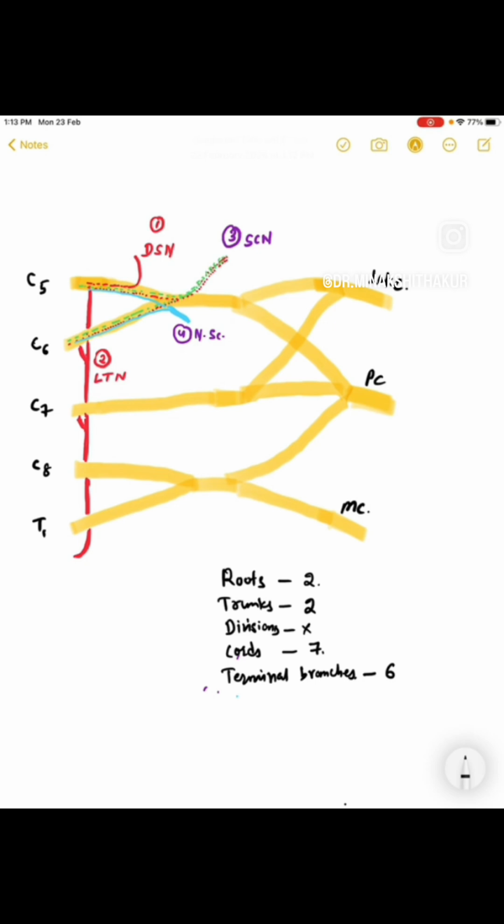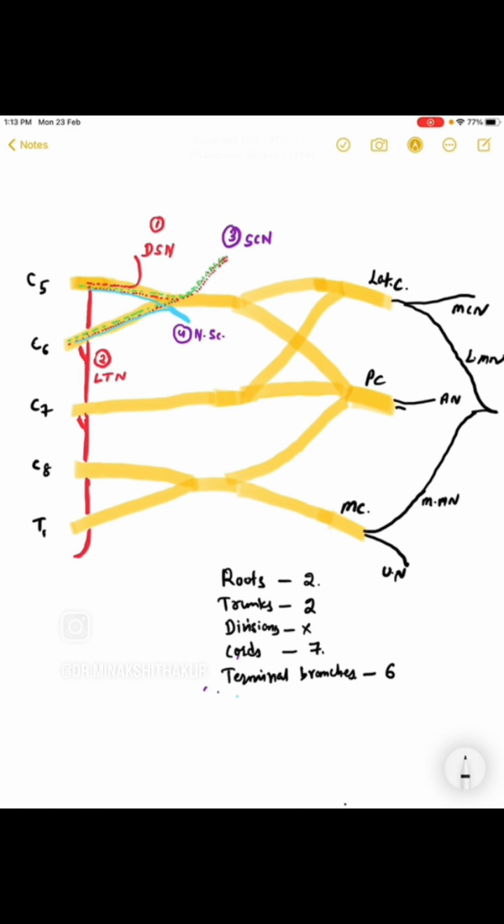From the medial cord we have the medial root of the median nerve and the ulnar nerve. From the lateral cord we have 2 terminal branches, the musculocutaneous nerve and the lateral root of the median nerve. From the posterior cord we have the axillary nerve and the radial nerve. Now talking about branches from the roots, we have 2 branches. The first one is the dorsal scapular nerve and the second one is the long thoracic nerve.